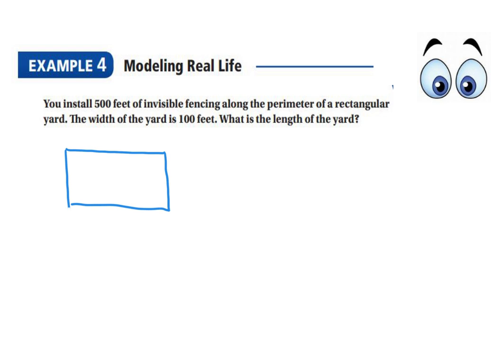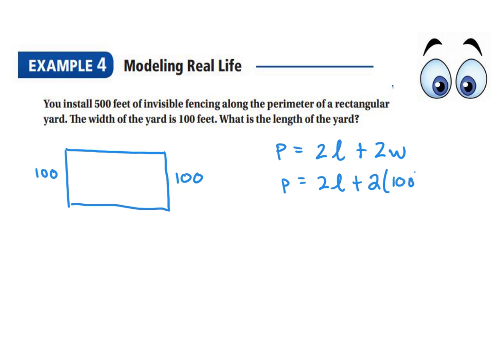So we know that we have 500 feet of fence. We know it's a rectangular yard, and the width is 100 feet. All right, so we have 100 feet, and then we know this has to be 100 feet. We know that perimeter is 2L plus 2W. And if we know that our width is 100, we'd have P equals 2L plus 2 times W, which is 100. We know that P is 500.